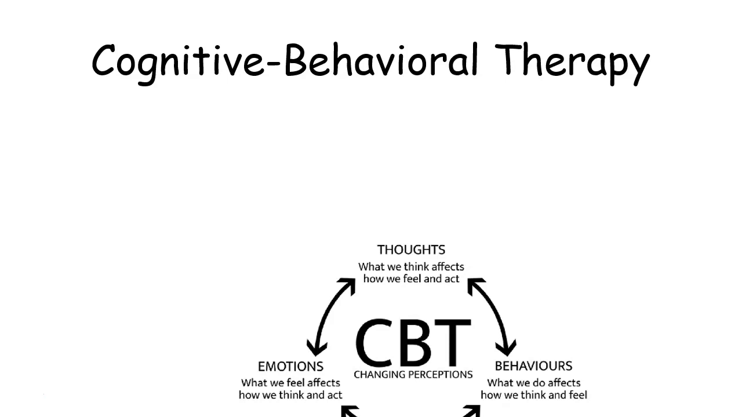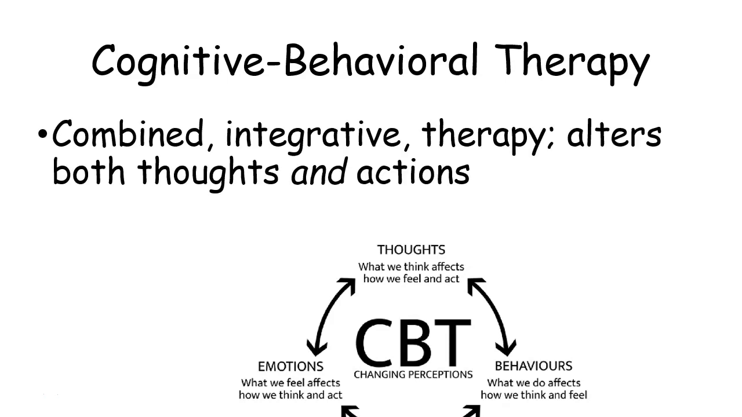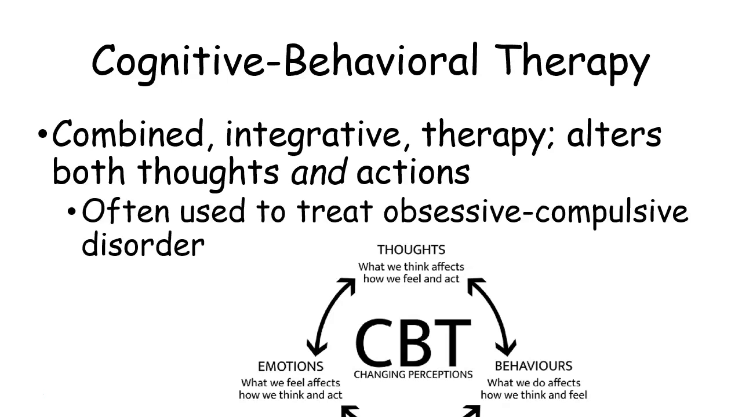Usually, what we end with here is a blend of cognitive and behavioral therapy called cognitive behavioral therapy, or CBT. This is combined integrative therapy. It looks at altering both thoughts and actions. It's often used successfully to treat obsessive compulsive disorder. So CBT focuses on the present, not the past, but also assumes that we do more than just react to external stimuli. It assumes that our cognitions affect our behavior, our cognitions can be changed, and therefore our behavior can change as a result of changing our cognitions.